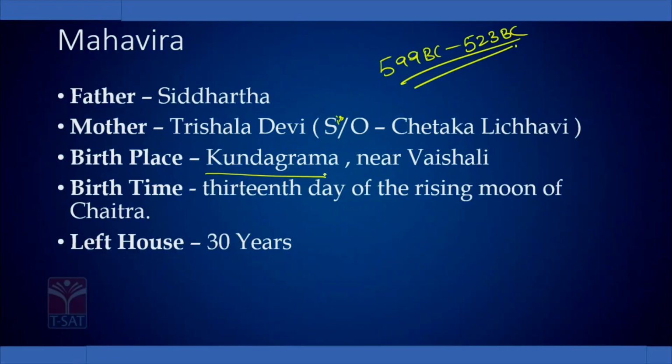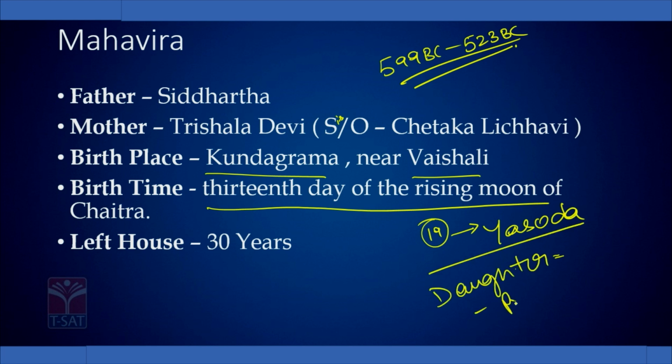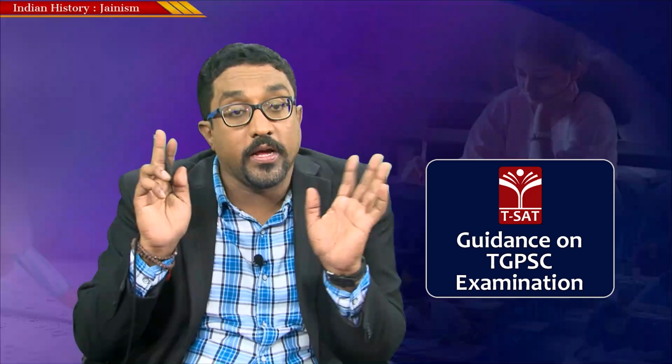Mahavira was born in Kundagrama near Vaishali state, in those days also called Vriddhi. He was born on the 13th day of the rising moon of Chaitra, basically 2 days before Chaitra Purnima. Mahavira was married at the age of 19 and his wife was Yasoda. He even had a daughter, Priyadarshi.